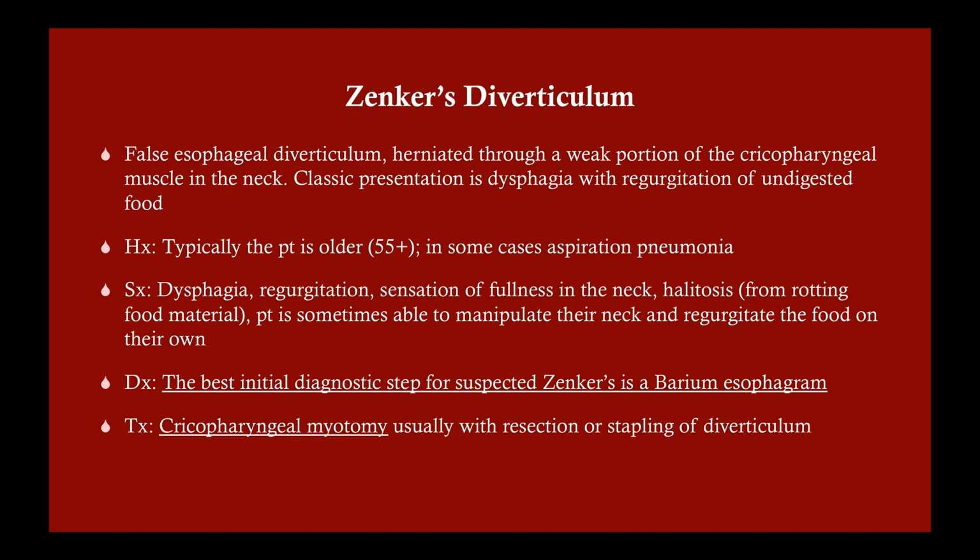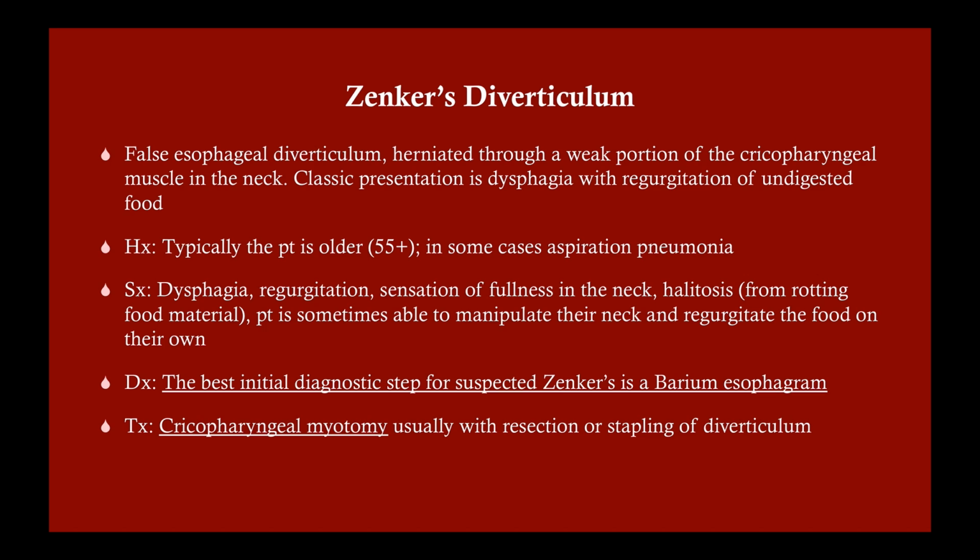So the Zenker's diverticulum is a false esophageal diverticulum. What happens is the esophagus gets herniated through a weak part of the cricopharyngeal muscle in the neck. There's a weak part of that muscle, and the pressure of the esophagus exceeds the pressure outside that weak portion, and so the esophagus pouches through, and that causes a diverticulum. We call this a Zenker's diverticulum, and it's always at the level of the cricopharyngeal muscle.